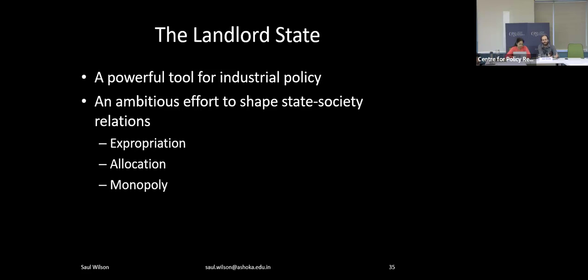We see the state using its ability to expropriate land at low prices and then to allocate it to the end users it wants to see supported as a primary tool of supporting its industrial policy. And so this landlord state concept is probably useful beyond just China. So I'll stop there. Apologies for going over, and look forward to your questions and comments and criticisms.